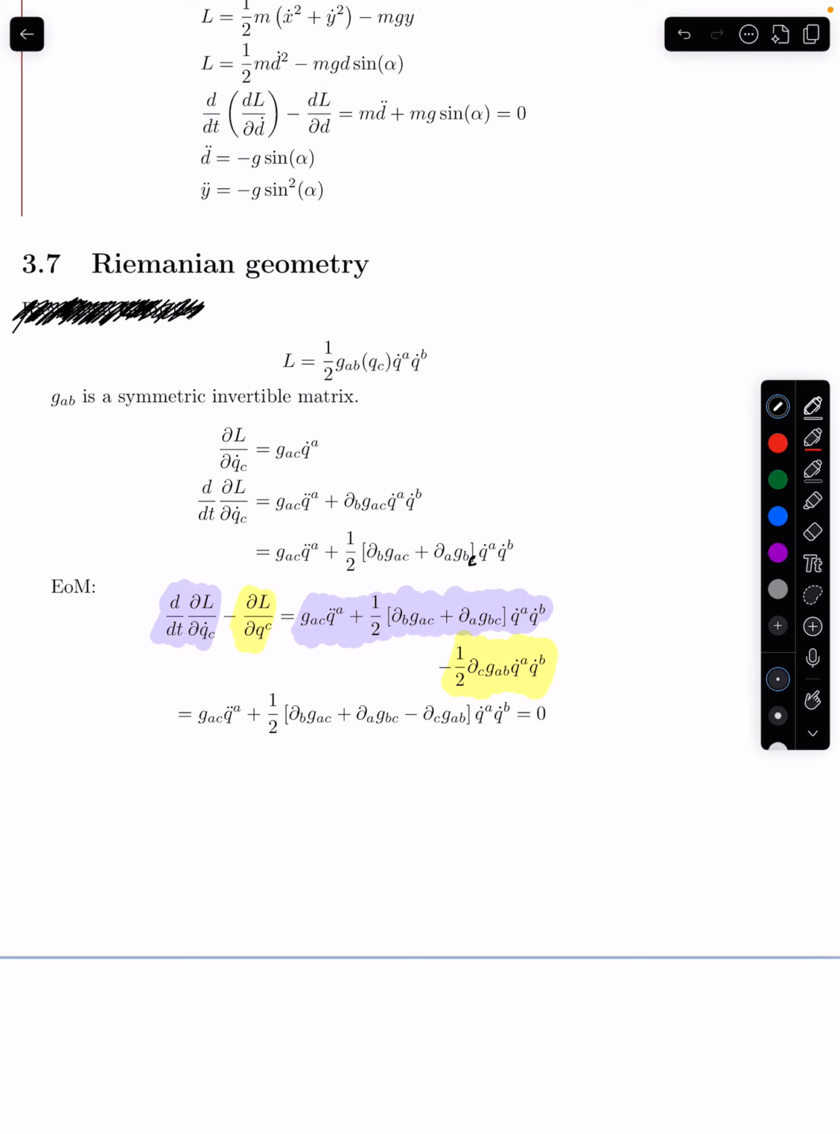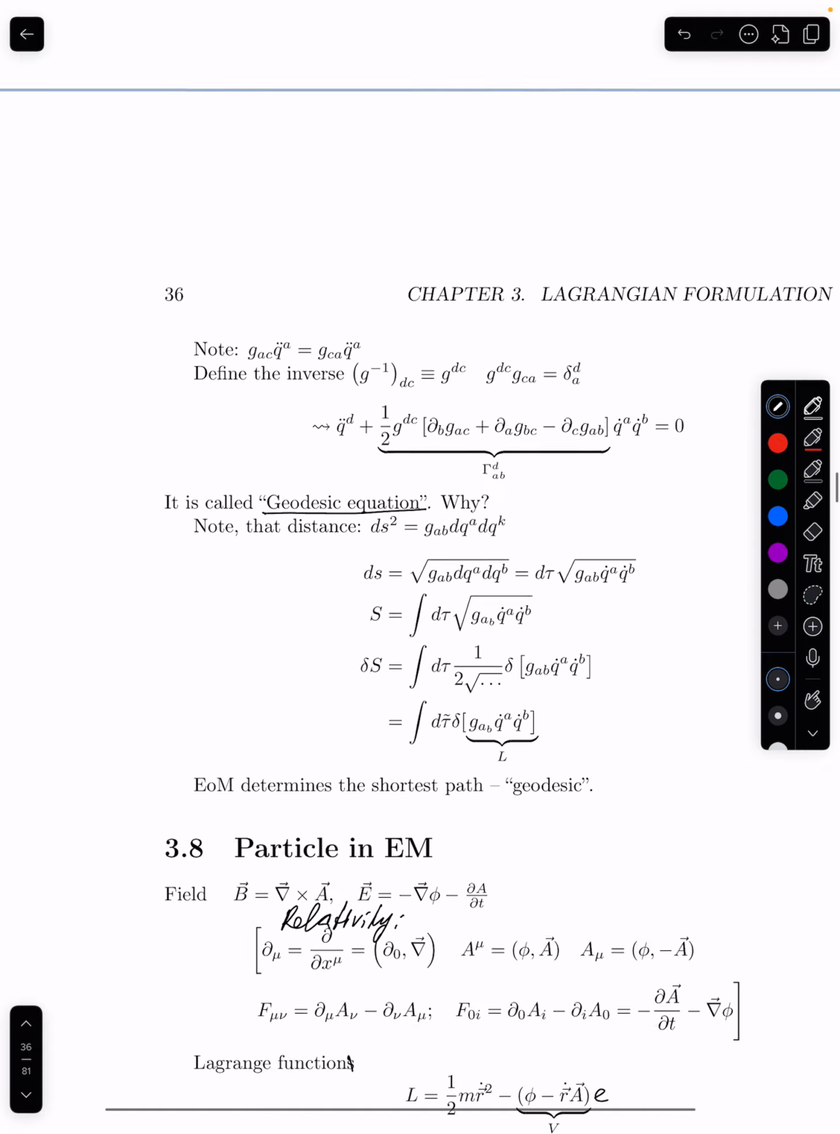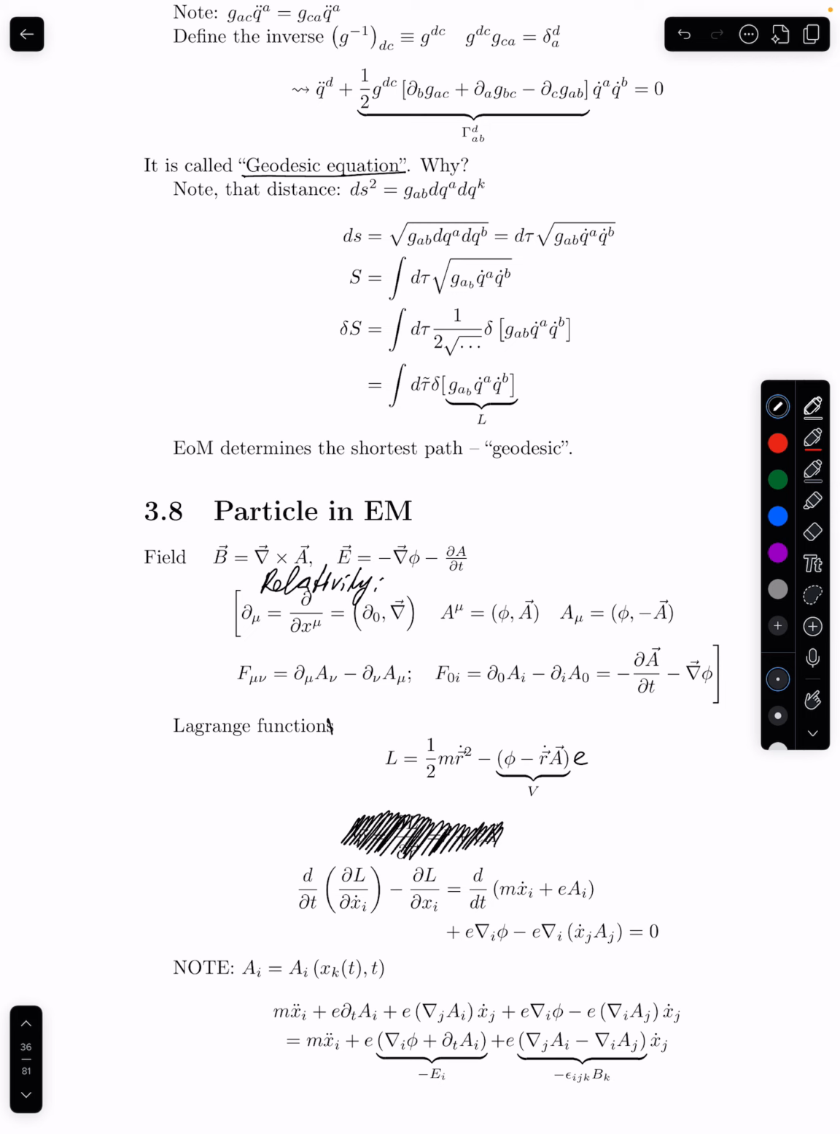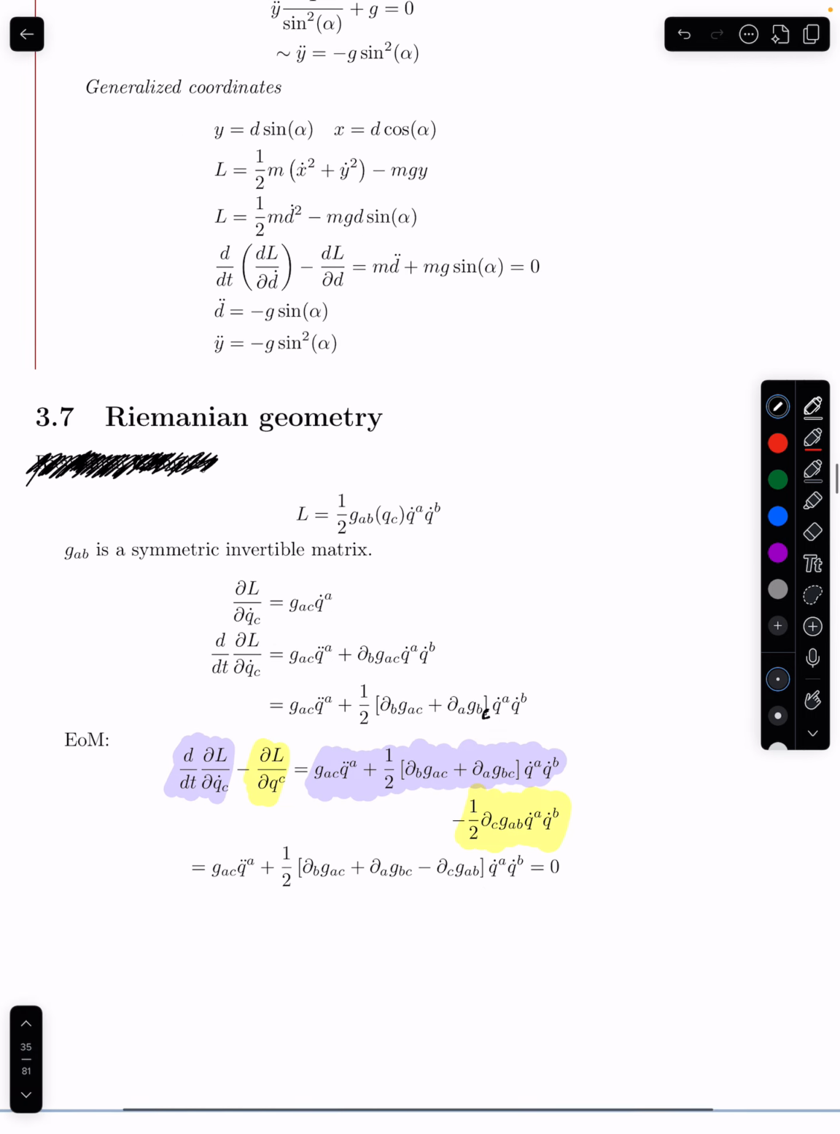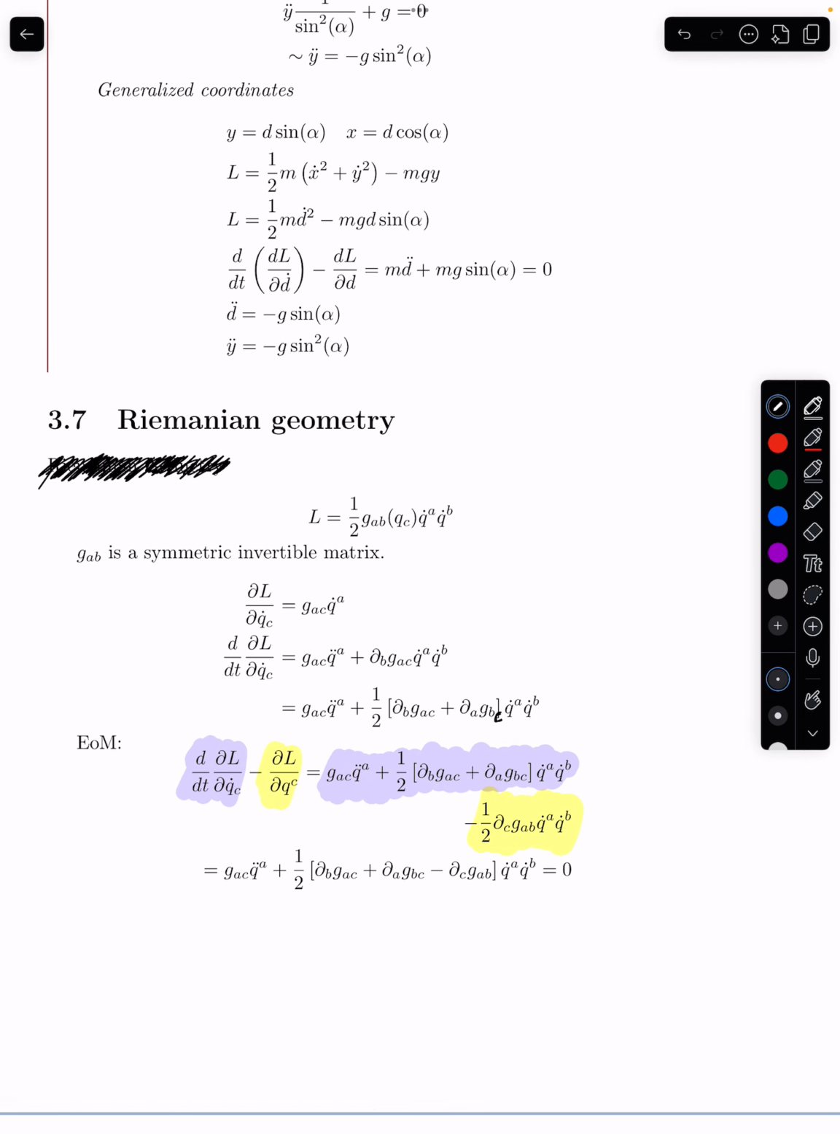All right. On Thursday, we are going to discuss Riemannian geometry, or purely kinetic Lagrangians, as this was titled in David Tong's lectures. And we are going to talk about the particle and electromagnetic field. Okay, so we will start with Riemannian geometry.